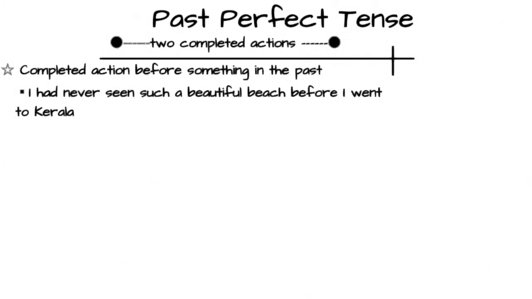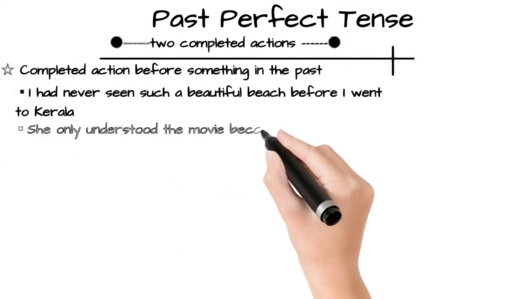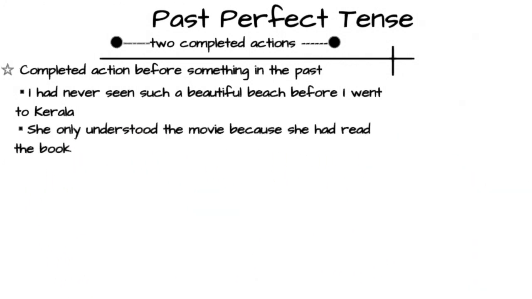Second example, she only understood the movie because she had read the book. In this example as well, there are 2 actions in the past. The first action is she only understood and the second action is she had read the book. Both the actions are completed in the past.